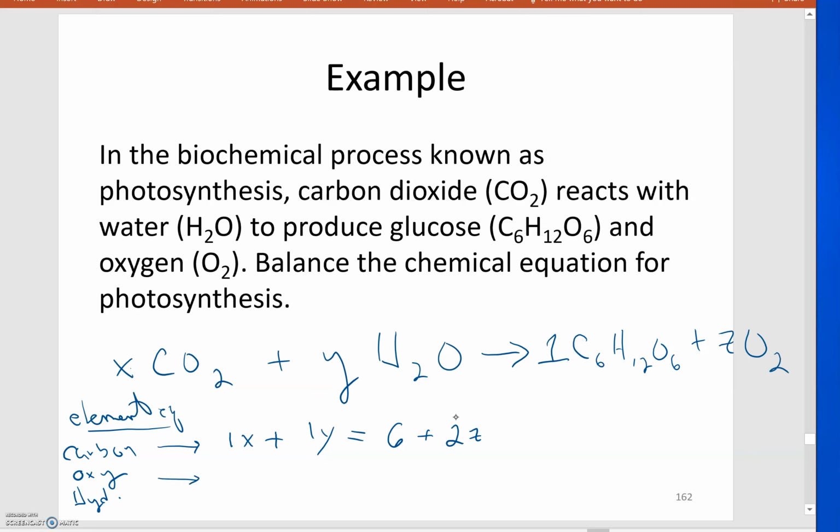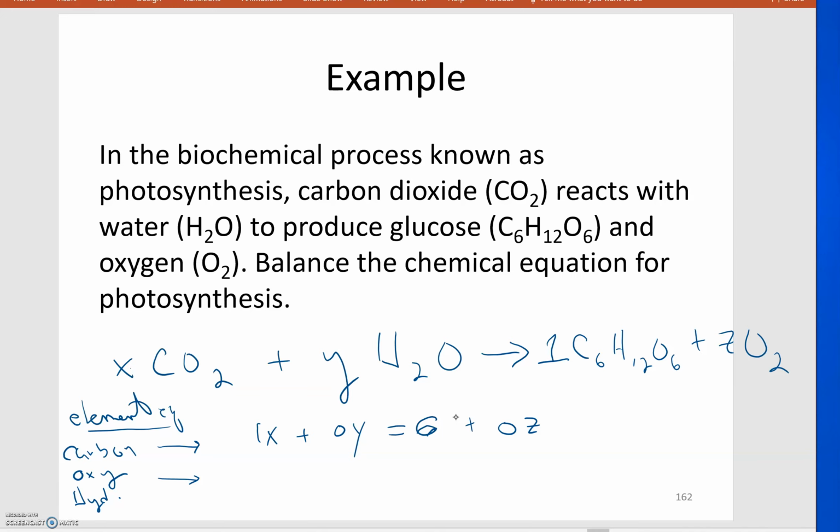Our oxygen equation, similar. I think I just messed up. For some reason I started counting oxygen in the middle of that. So let me fix that. I'm sorry. Let's do that again. So carbon: 1 carbon, no carbons, 6 carbons, no carbons. Okay, I apologize.